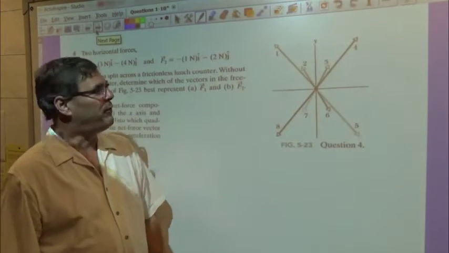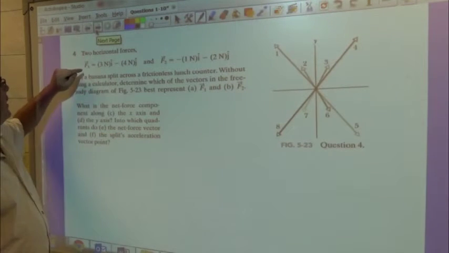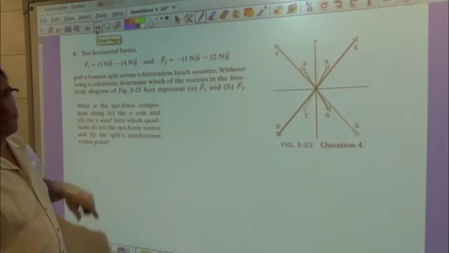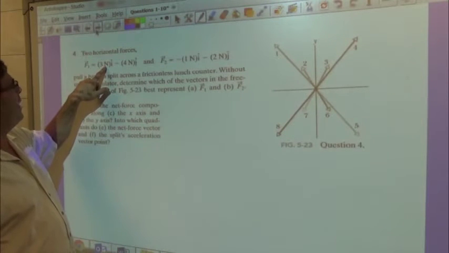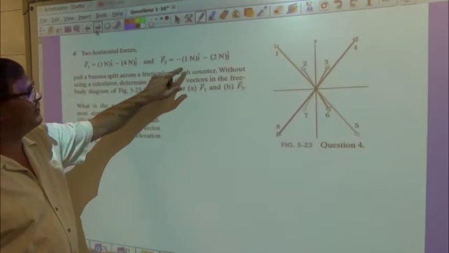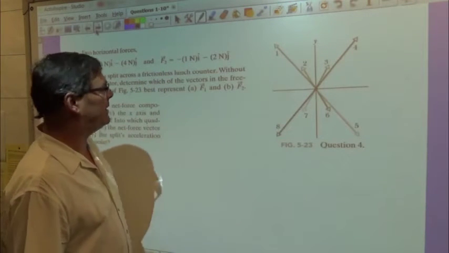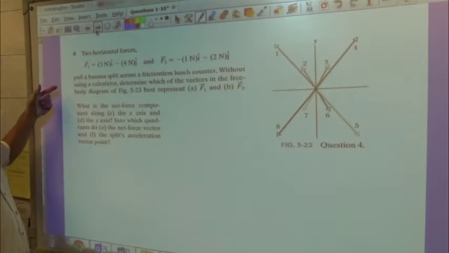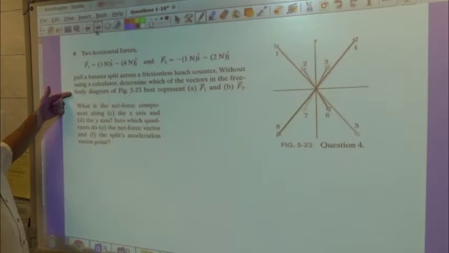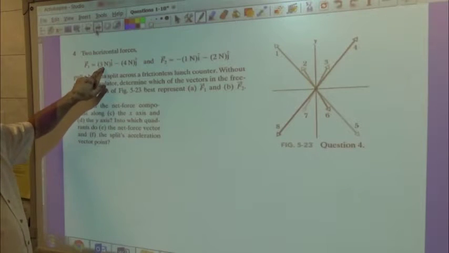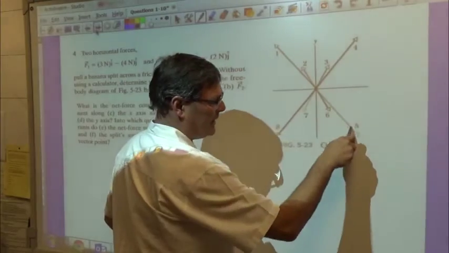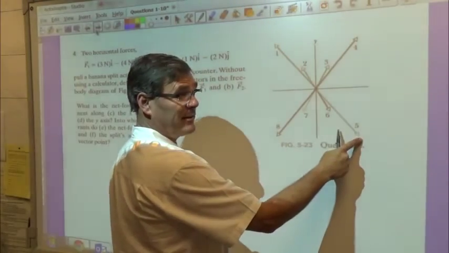All right, question 4. Two forces are acting on a banana split. One force has positive x and negative y components. The other force has negative x and negative y components. So which of the vectors in the diagram best represent F1? Well, positive x and negative y. Positive x and negative y. It's either 5 or 6.